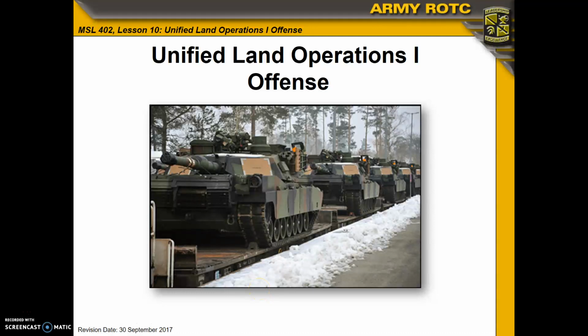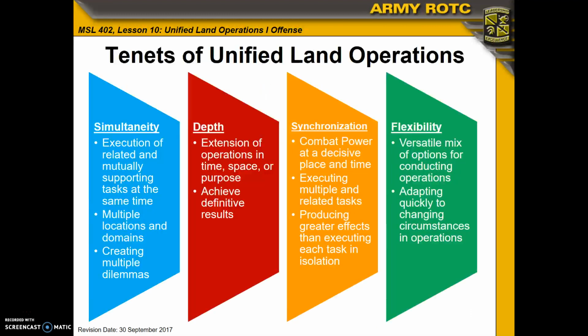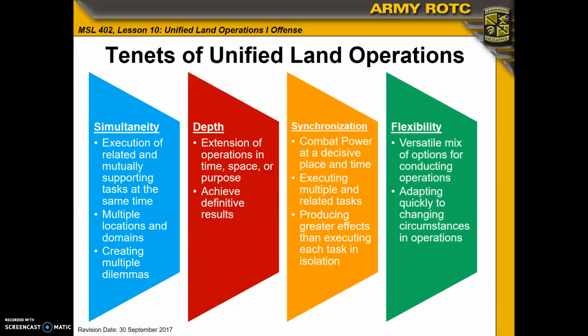So this is going to be a real quick recap from last week's lesson on unified land operations and the offense. We talked briefly about the tenets of unified land operations and how there are no longer 7, there are 4. The doctrinal references for this are ADP 3-0 operations, ADP 3-90 offense and defense, as well as the ADRPs.